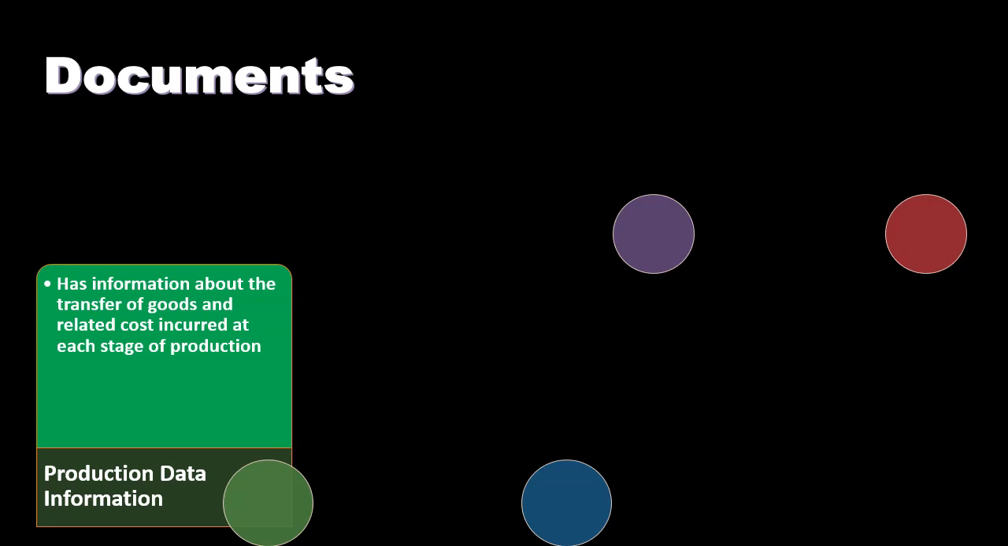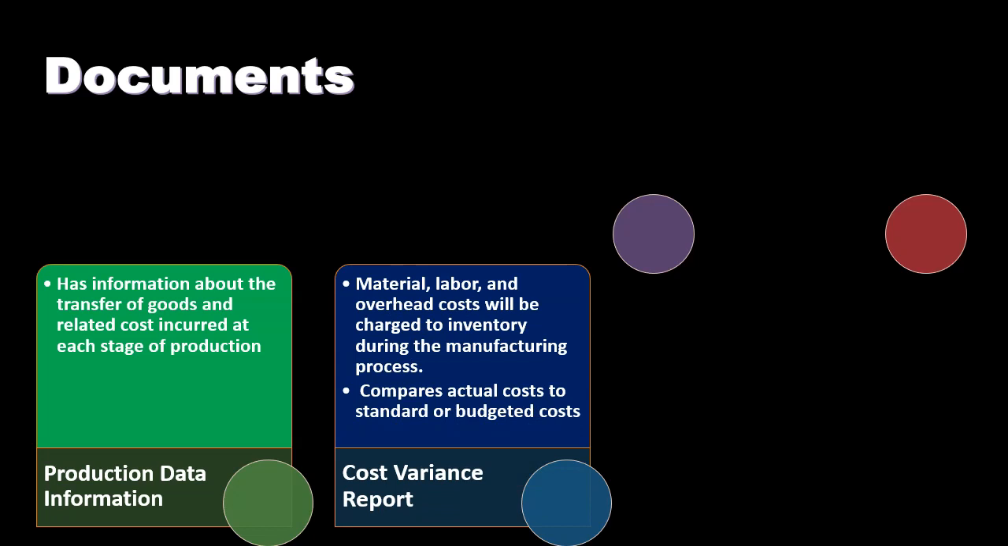Documents continued. Production data information has information about the transfer of goods and related costs incurred at each stage of production. Again, we're thinking about producing inventory in this case. Then the cost variance report. Material, labor, and overhead costs will be charged to inventory during the manufacturing process. So when we make the goods, if we're making the inventory, we've got material, labor, and overhead. Those are the three components that we're going to have to consider in inventory if we produce the inventory.